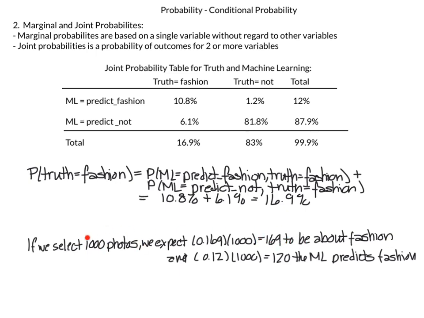And again, it's about fashion because this is truth here. And looking at this percentage for the machine learning predicts fashion, that's 12% or 0.12 of 1,000. If we take 1,000 photos, we expect the machine learning to predict 120 are about fashion.